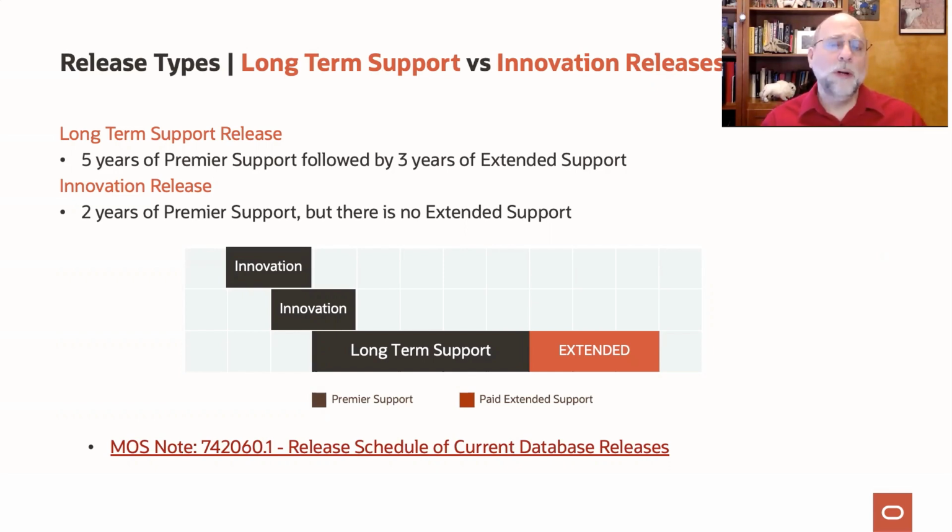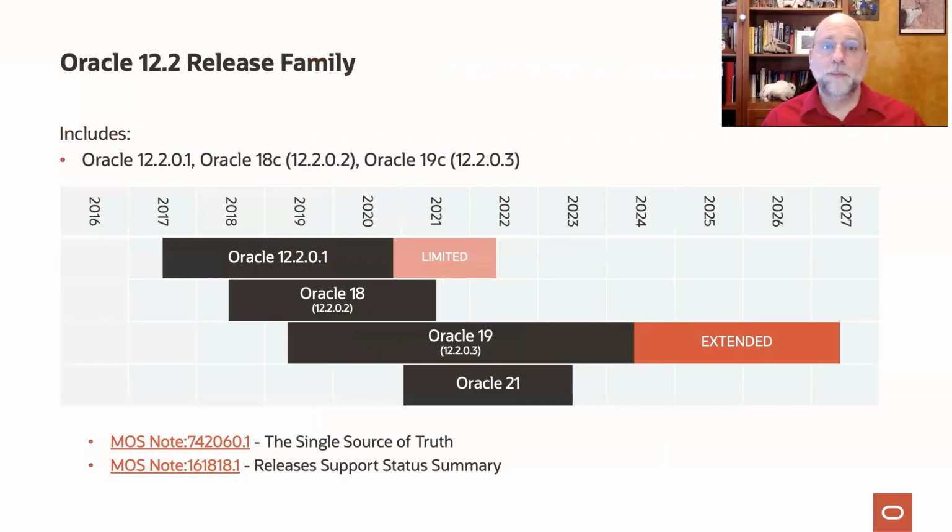If you want any more details on this, such as the fact that innovation releases don't get release update revisions, I'll talk about that when we get to patching later. Go to MOS Note 742060.1, our release schedule of current database releases, which is kind of our roadmap note. It gives you everything you need to know. It's our single source of truth in our support documents about our release current status and strategy.